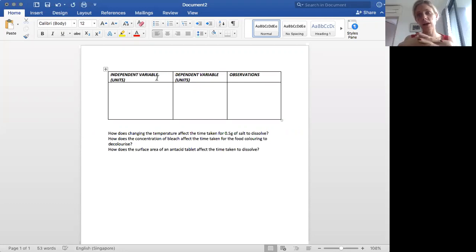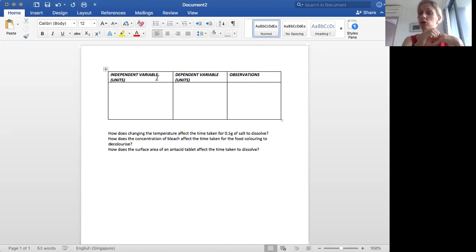If there are no units listed at the top of the table, and they should only be at the top, then it's useless to us if we don't know what the numbers mean, what they represent, particularly in this case where we're doing lots of time. If you don't state that it's seconds, people could assume it's hours or minutes or lots of different things. So you need to make sure that your units are very clear.